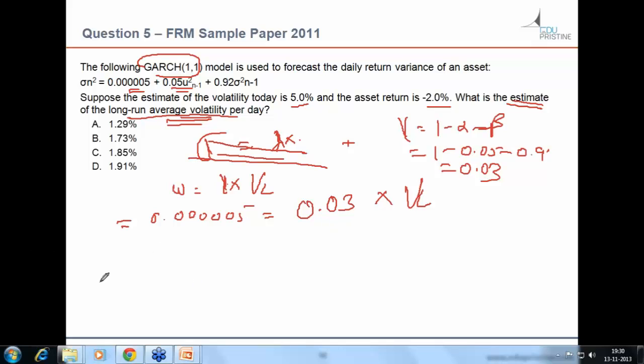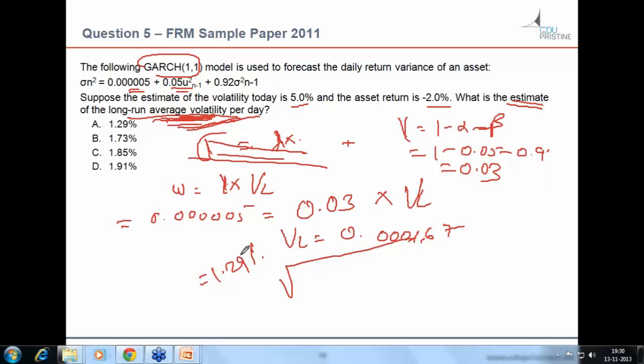Okay, so what we have now is just taking out the long run average variance. This value comes to 0.000167. Okay, just take the square root, since it's again telling you to estimate the long run average volatility in this case. So we get an answer of 1.29%. It's very simple, but the problem is what mistakes we tend to make.